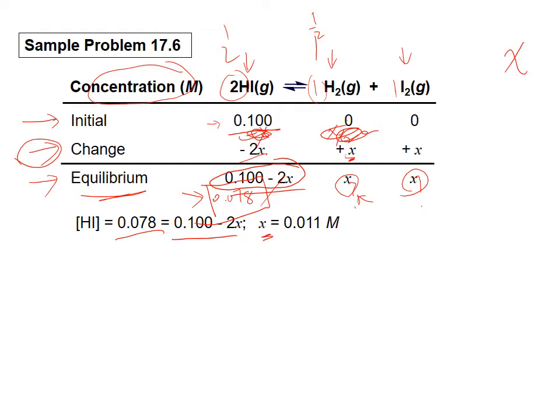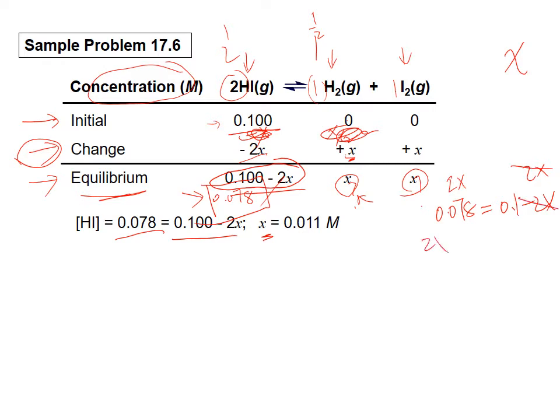Okay, how do you do that? Let's use 0.078 equals 0.1 minus 2x. There are different ways to do it. You can add 2x on both sides, for example, so you cancel this one.